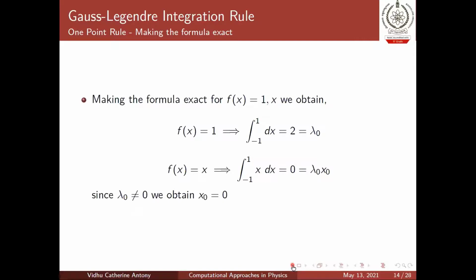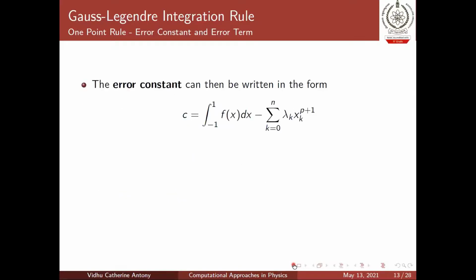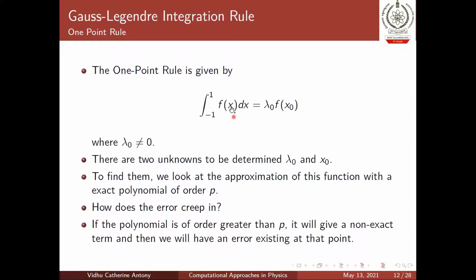Okay, so what did we do? Let's just go back. Let's just review this. We're saying that the 1-point rule is given by the integral from -1 to 1 of f of x dx, which is equal to lambda naught f of x naught. Our idea is to calculate lambda naught and x naught.